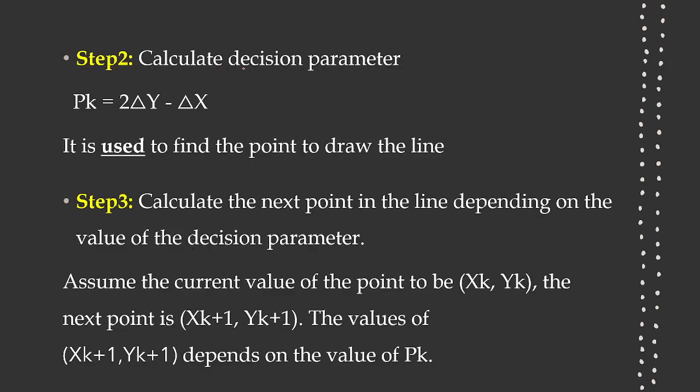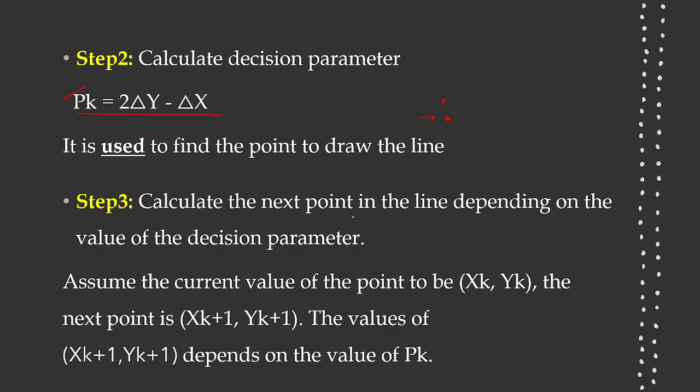As I said before, the decision parameter is very important. So pk is given by 2 delta y minus delta x. This you've got to remember. It is used to find the position or point to draw the line. It's not directly plotting the point; based off of the value of pk, we decide whether we go to the above pixel or remain in the same y pixel. So that is how pk is used.